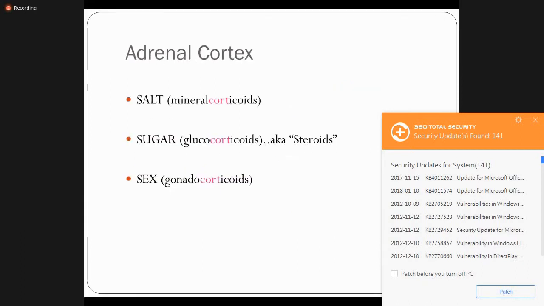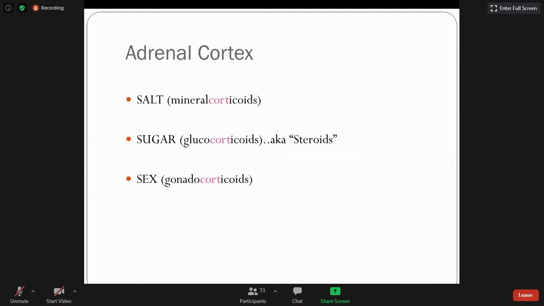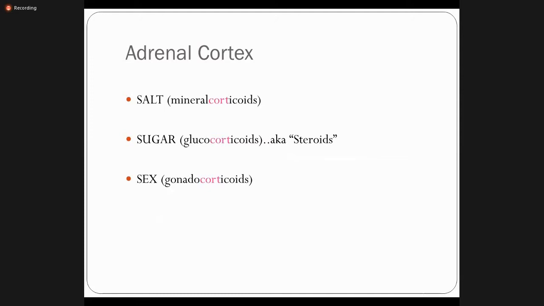The adrenal cortex secretion that controls salt and water is mineralocorticoids, and the secretion that controls the metabolic or sugar activity is glucocorticoids, also known as steroids, and the sex secretions are gonadocorticoids, right? But our main focus would be on glucocorticoids, because it is necessary to clear your concept, right?